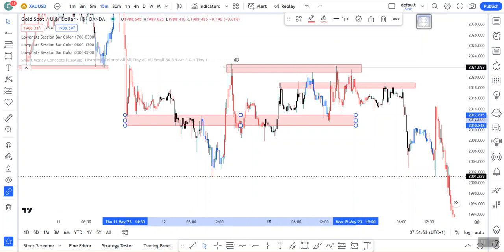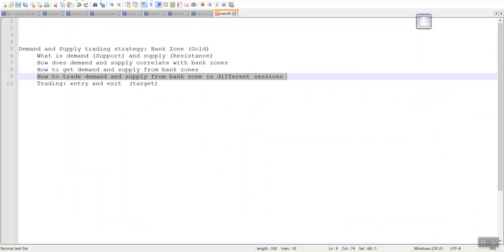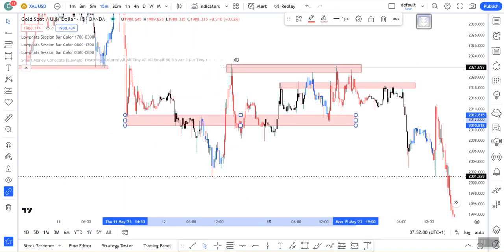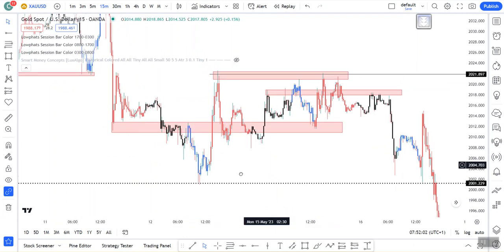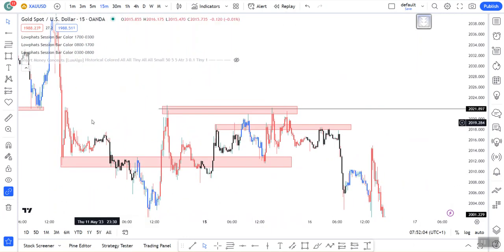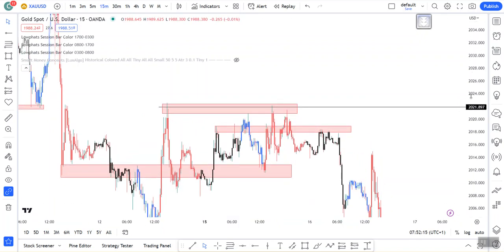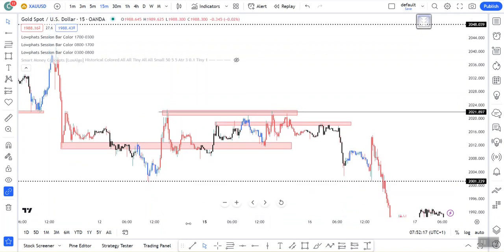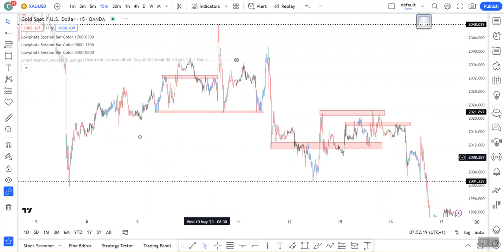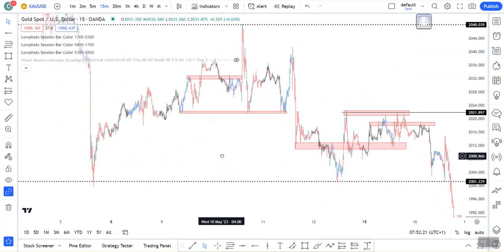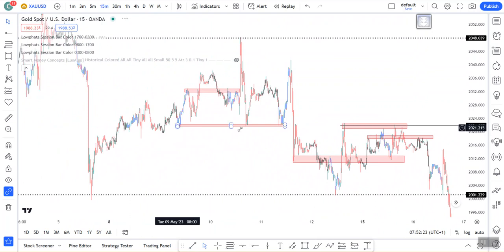Okay. We go to number three. Number three, we look at is, how does demand zone correlate with supply zones? Okay. If you look at this, generally for the market, this is the supply zone. And you see, there is a lot of supply zone. This is the demand zone.